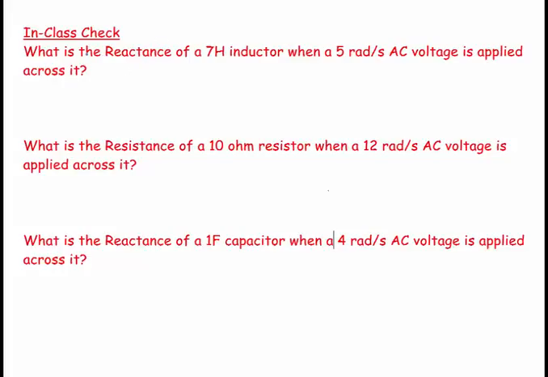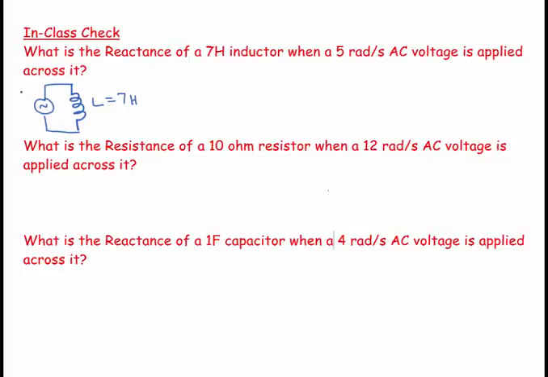Welcome. So this question says, what is the reactance of a 7 Henry inductor when a 5 radian per second AC voltage is applied across it? So here we have our inductor, and it's L, and that equals 7 Henrys. And we have an EMF. Of course, we should have some resistance in there, but we're thinking theoretically, so we'll just ignore that.